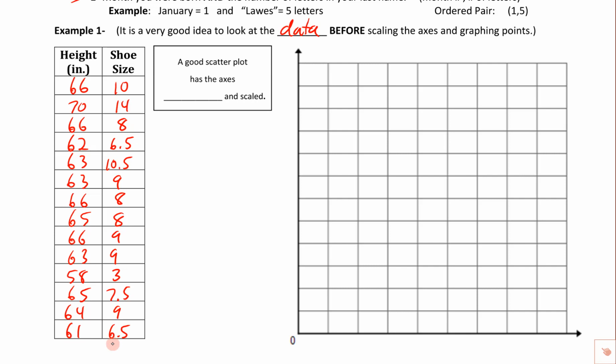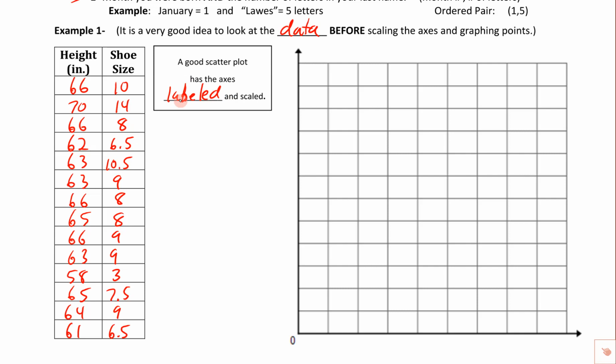So there's some data. Now this is randomly collected data, so if you were in a different class than this one was, you would get totally different information. Now we're going to take a look at this data, and we're going to examine it before we scale the axes and graph any points. And again, as I said earlier, a good scatter plot has the axes labeled and scaled. So we're going to label and scale the axes before we do anything as far as graphing these points.